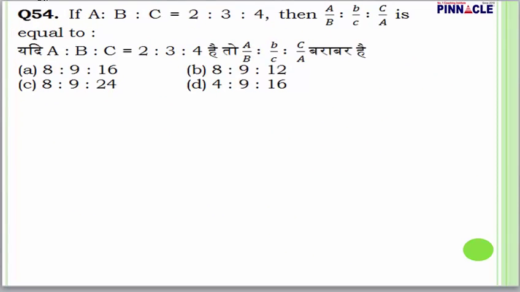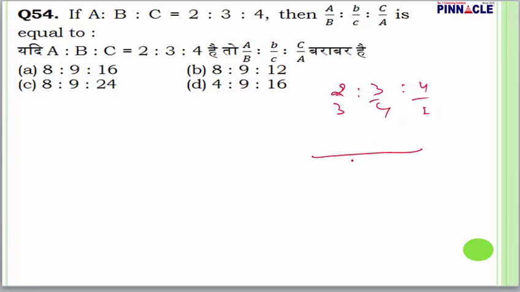Next question, question number 54. A is to B is to C is equal to 2 ratio 3 ratio 4. In other words, you can say A by B is 2 by 3, B by C is 3 by 4, and C by A is 4 by 2.